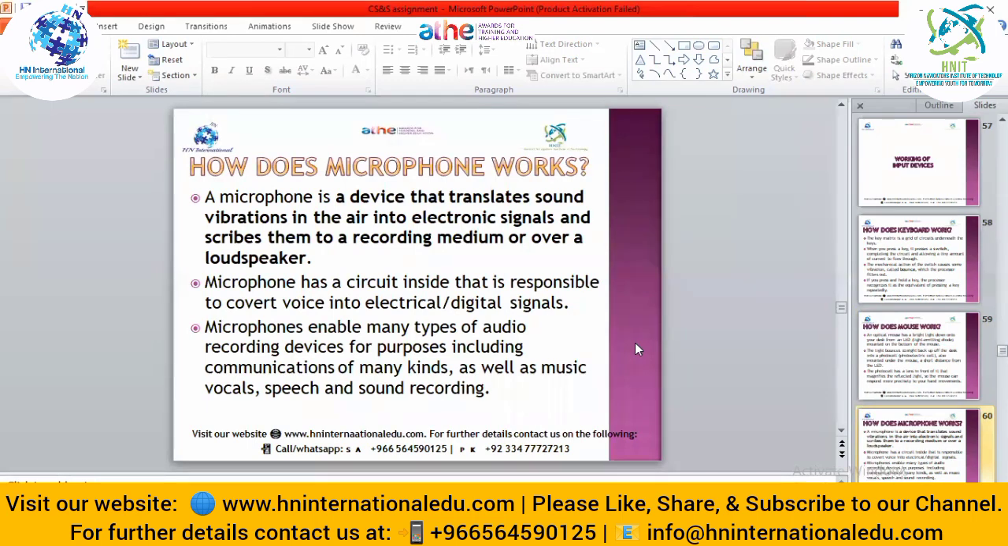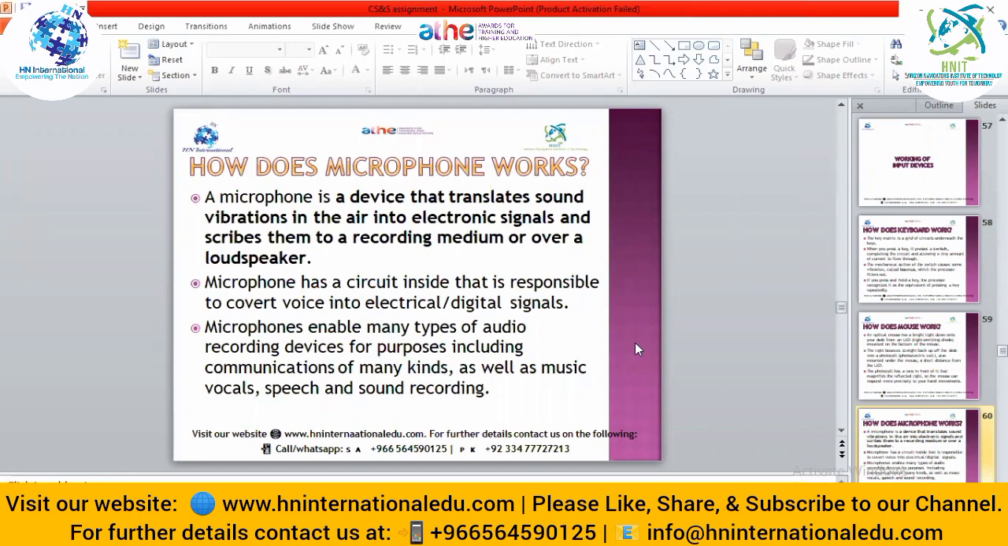So as we are speaking, the microphone will record the voice and then convert it into electronic signals, like in 0 and 1. When all the data has been manipulated, it will send those electric signals towards the speaker, and at the speaker end, they will convert those electric signals again into voice signals. A microphone has a circuit inside that is responsible for converting the voice into electrical or digital signals.